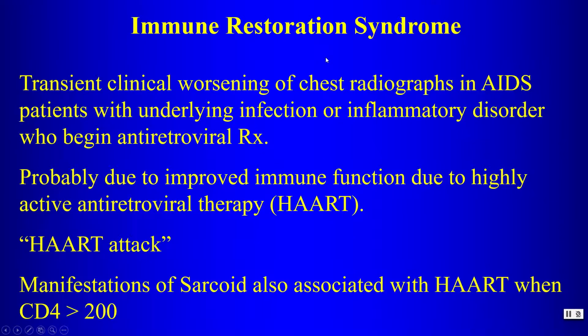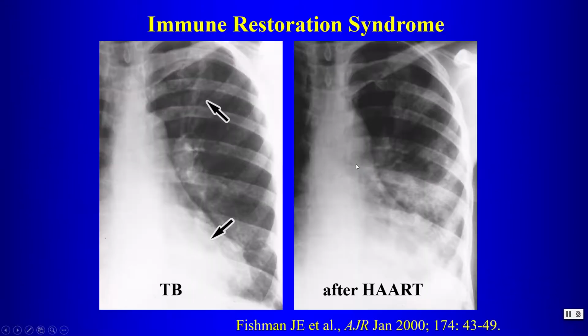This represents immune restoration syndrome. This is a transient clinical worsening of chest radiographs and imaging findings in patients who have underlying infection or inflammatory disorders who begin antiretroviral therapy. It's probably due to an improved immune function due to the antiretroviral therapy. It's also been called this heart attack. And you may also see manifestations of sarcoid associated with antiretroviral therapy when the CD4 count is greater than 200.